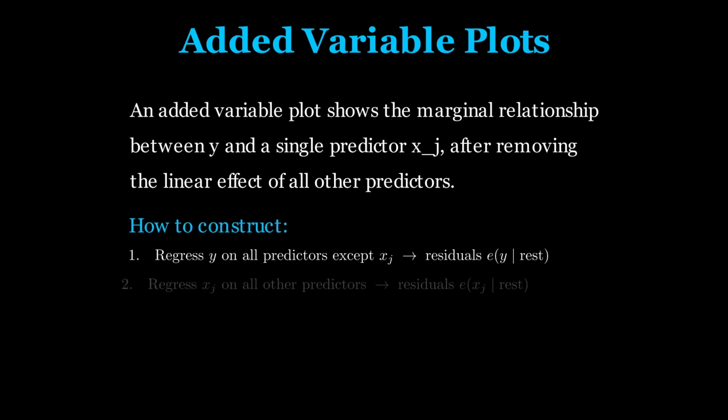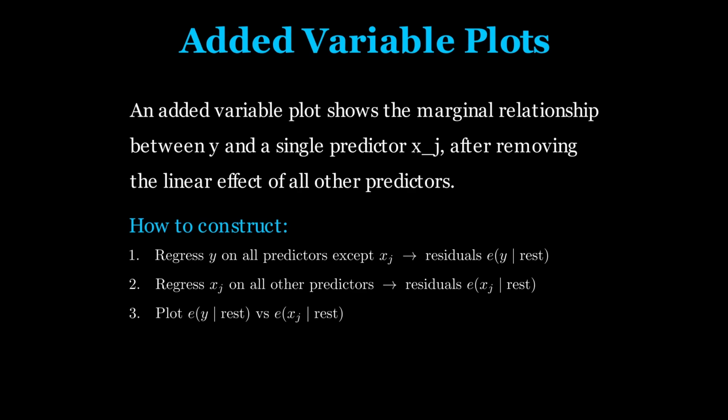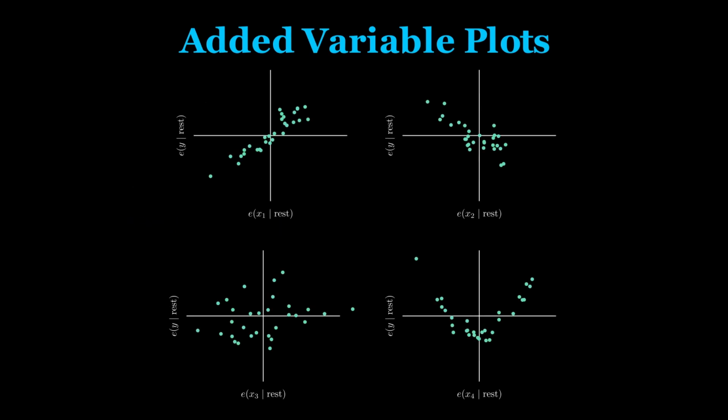To build an added variable plot for predictor xj, we first regress y on all predictors except xj and save the residuals. Next, we regress xj on all those other predictors and save those residuals as well. Then, we plot the results from the first set of residuals against the second set of residuals. Here is an example with 4 predictor variables.